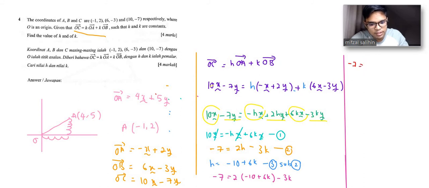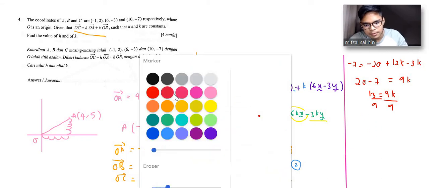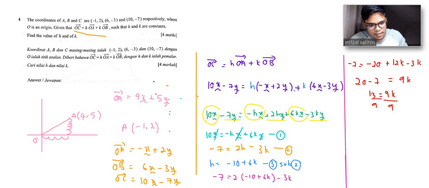Negative 7 equals negative 20 plus 12k minus 3k. So 12k minus 3k is 9k, which equals positive 20 minus 7. 20 minus 7 is 13, which equals 9k. So we make k the subject. Therefore, k equals 13 over 9.